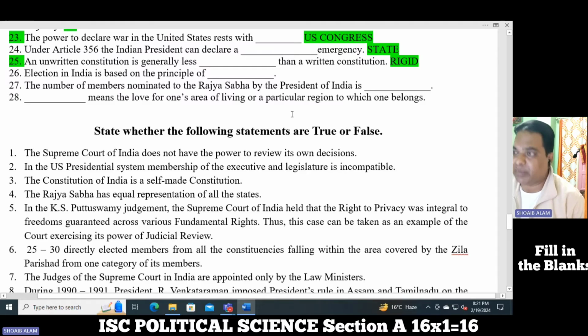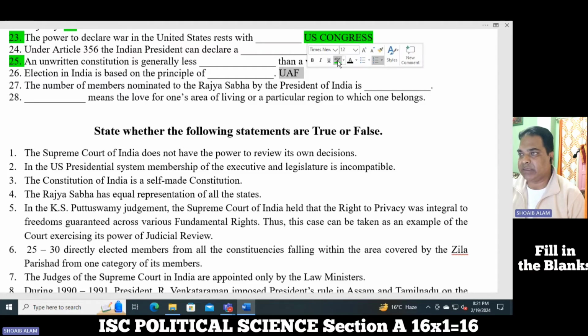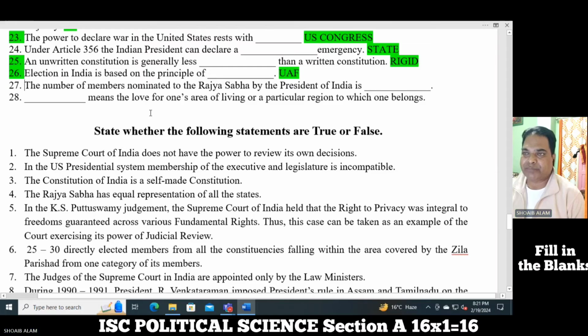Election in India is based on the principle of law of UAF, Universal Adult Franchise. Okay, principle of joint electorate, principle of UAF.